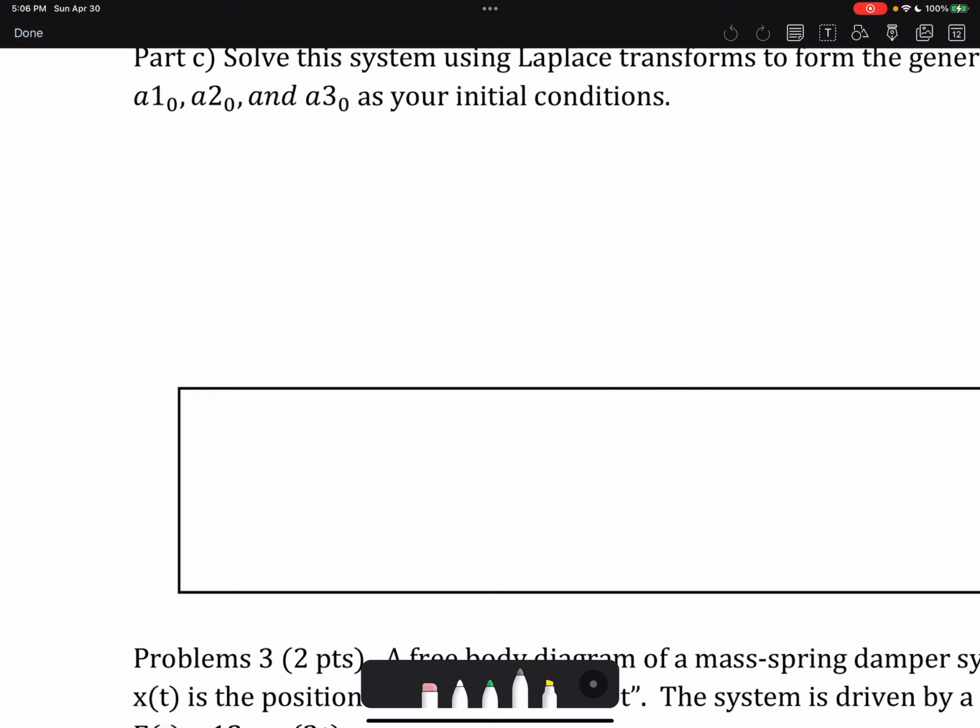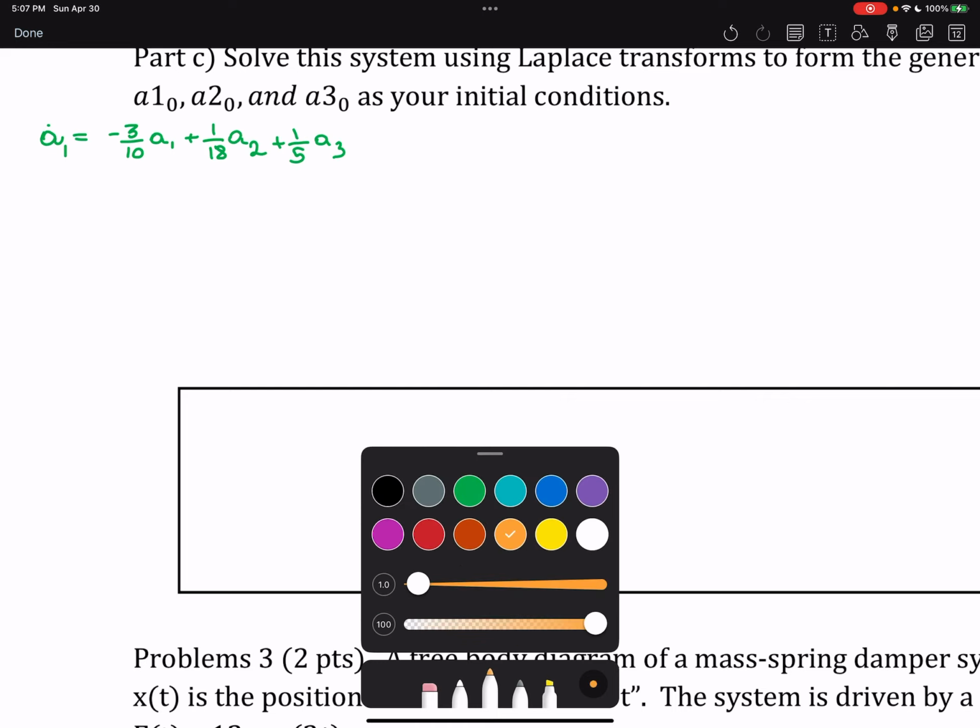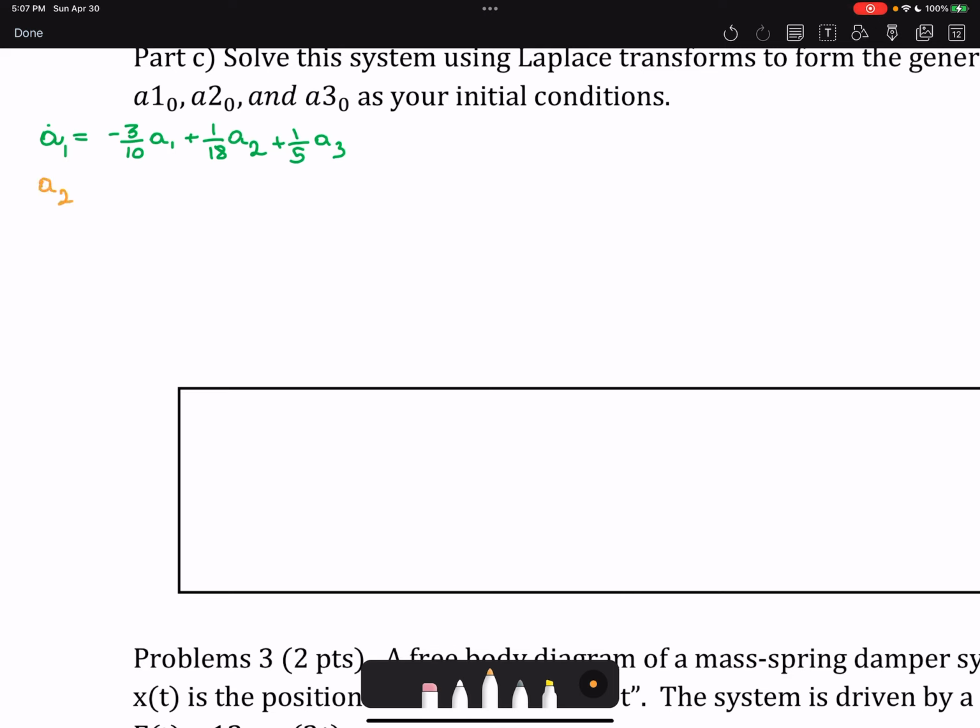Well, first let's rewrite what we had. So we had right here a dot 1 equals negative 3 over 10 times a sub 1 plus 1 over 18 times a sub 2 plus 1 over 5 times a sub 3. Now we're going to switch color, and we had a sub 2 is going to be equal to 3 over 10 a sub 1 minus 2 over 9 a sub 2.